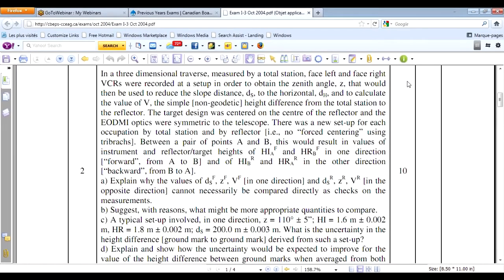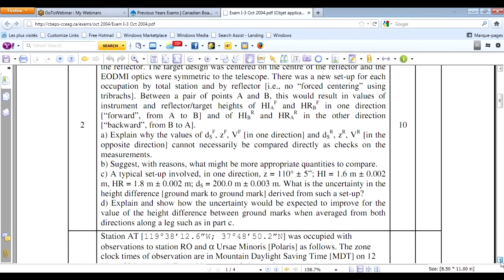Part C of that question is relatively straightforward. It's just simply coming up with the propagation into that mark-to-mark distance. Or sorry, in this case, the mark-to-mark height difference. Would there be any questions on that particular one?